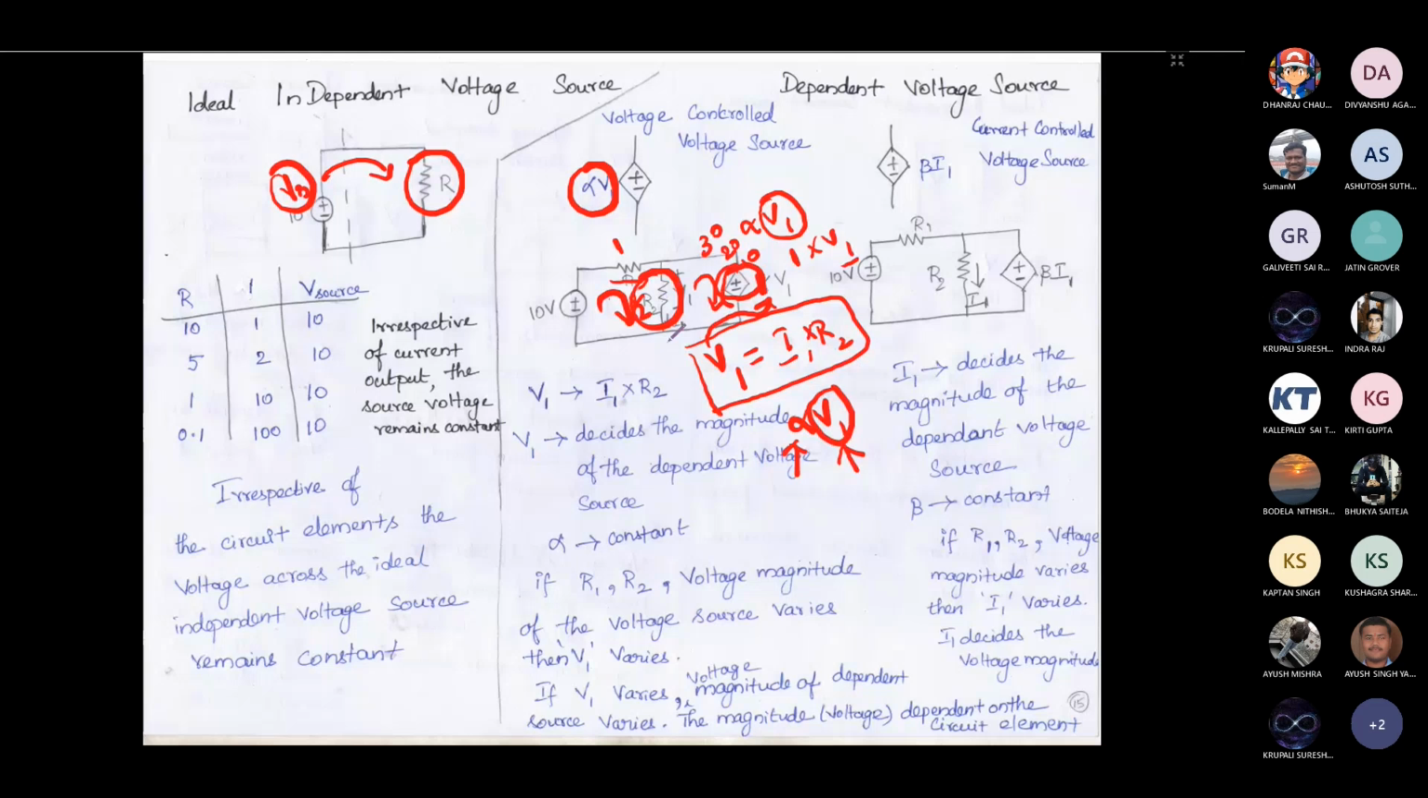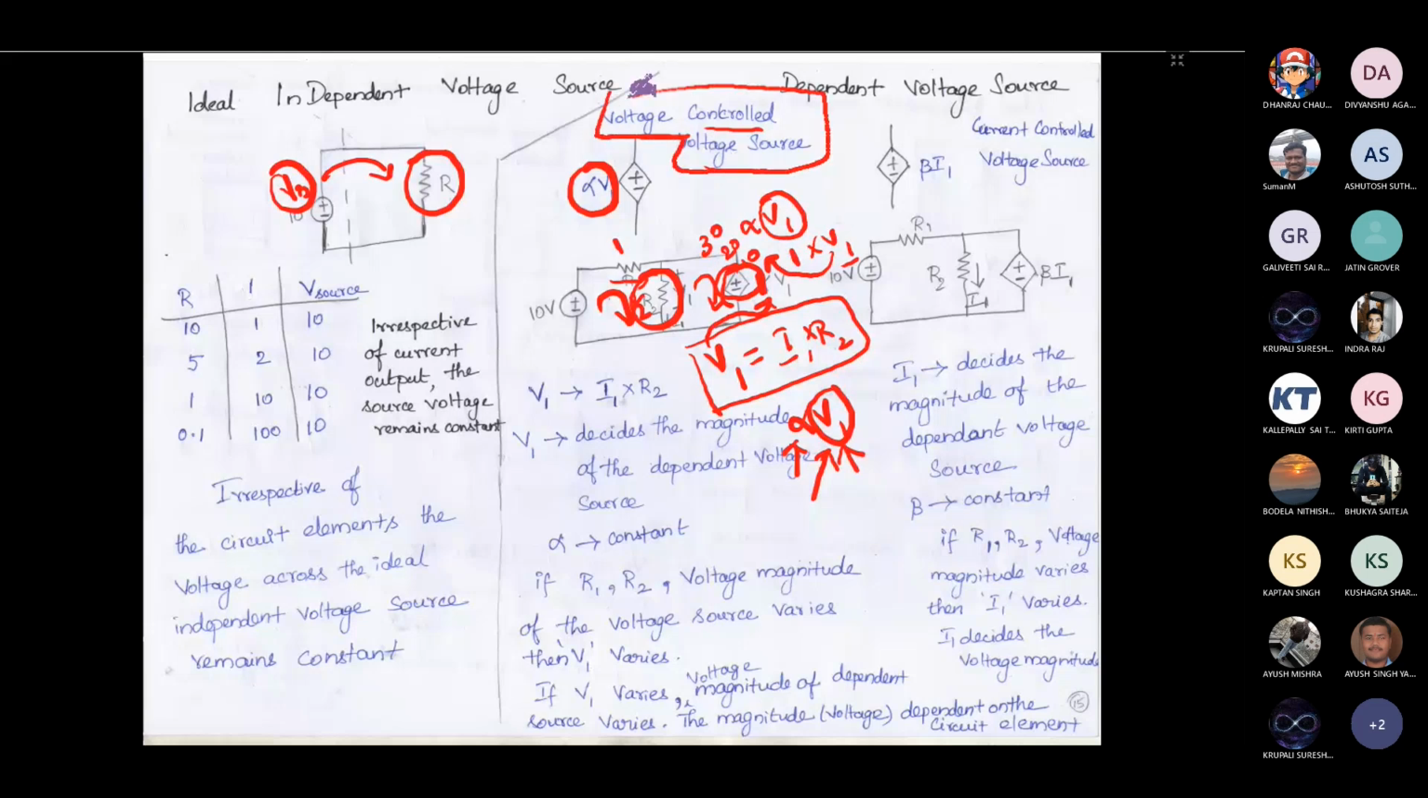Then why is it called a voltage controlled voltage source? See here, the parameter which we are considering is V1. V1 is nothing but the voltage measured across the resistor. If V1 is the voltage measured across the resistor, and if that is deciding the voltage of this source, then it is a voltage controlled voltage source. That's why I said when V1 is increasing, the voltage magnitude of the source will also vary. Okay, that's why this is called a voltage controlled voltage source.